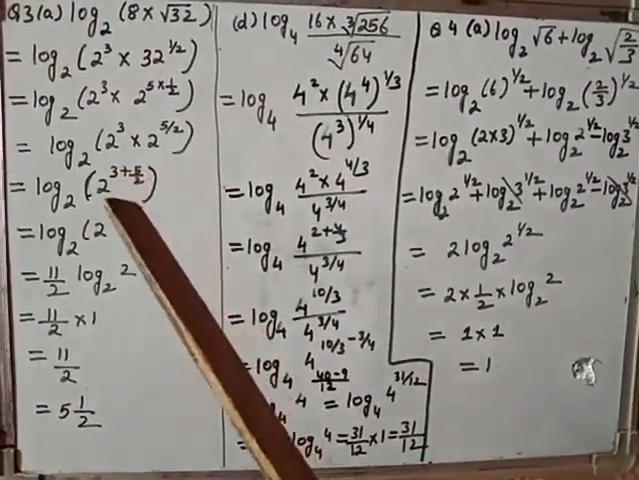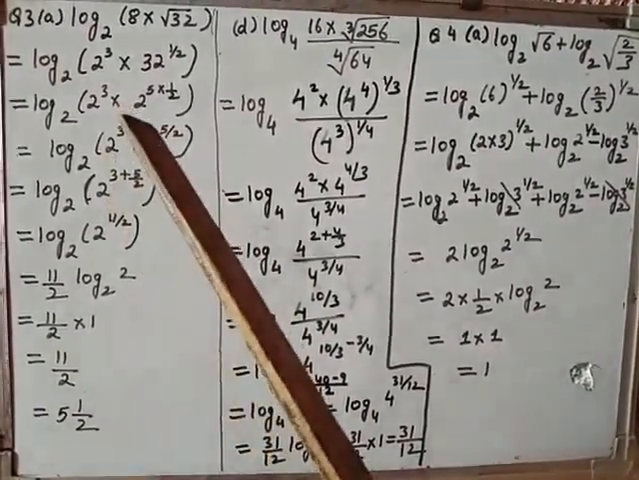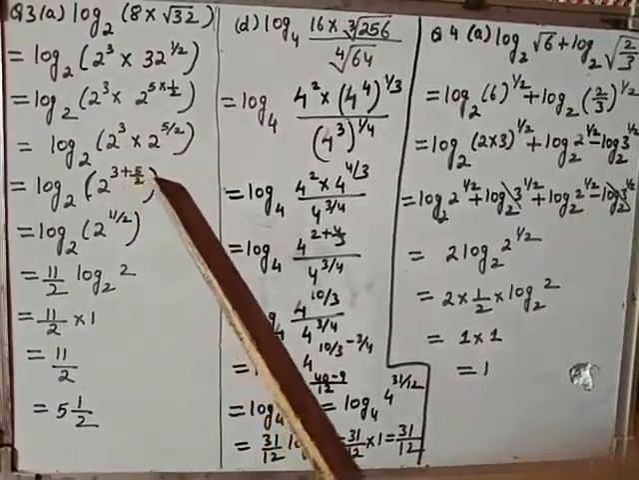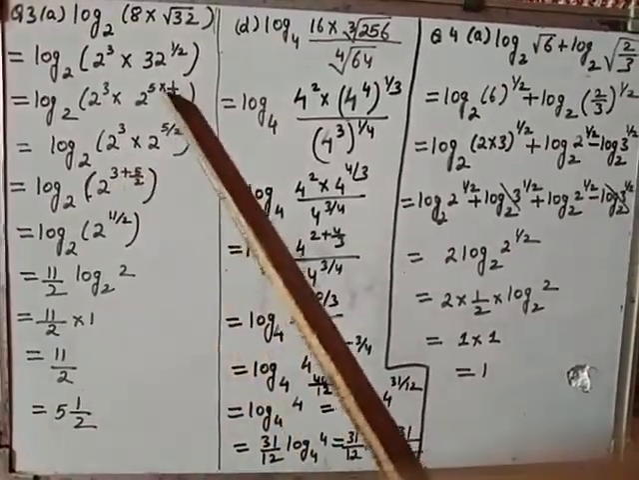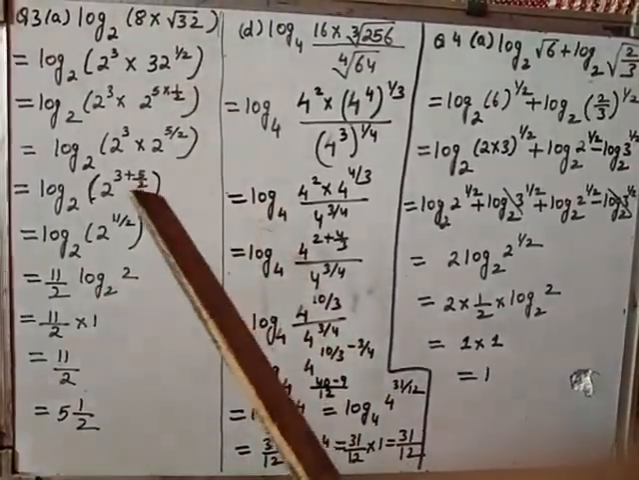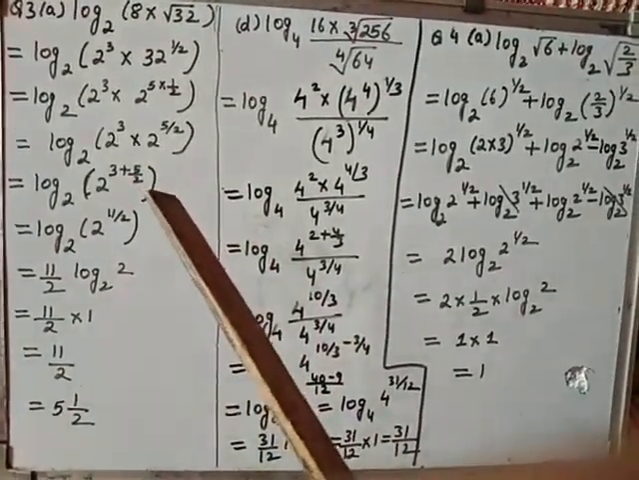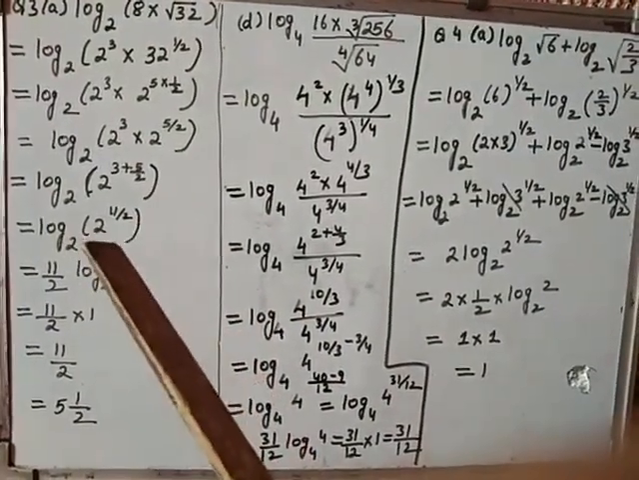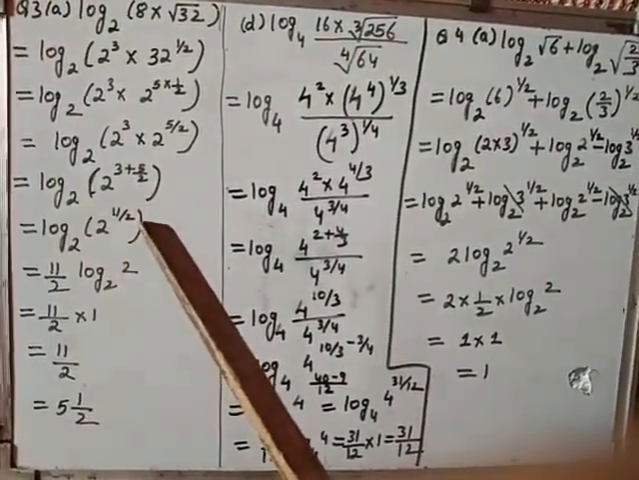So we take one common base and there is a sign of multiplication. So according to the law of exponent, the power will be added. So 3 plus 5 into 1 upon 2 is 5 upon 2. So 3 plus 5 upon 2. When we take out the LCM and solve, we will get 11 upon 2. So log to the base 2 of 2 raised to power 11 upon 2.